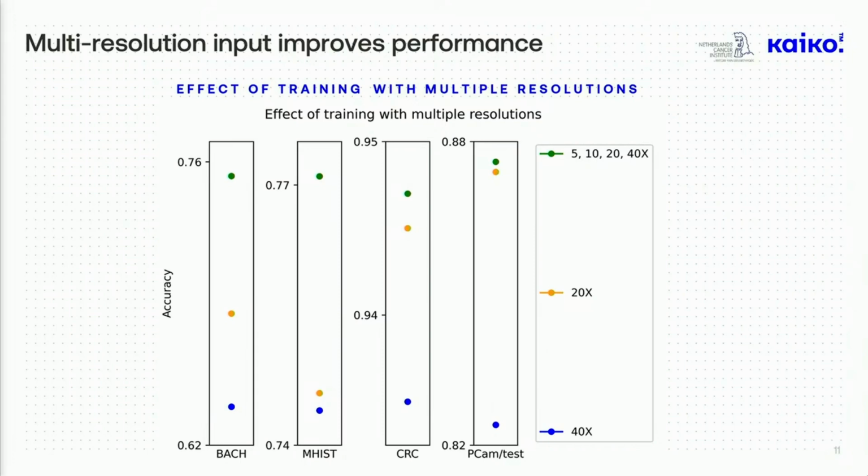And that may explain why, for the 4 tasks that we compared here, so Bach and Pascal-Median are in breast cancer, and MHIST and CRC are colorectal cancer, this very high resolution, in blue here, gives the lowest performance. If you zoom out by a factor 2, so 2,000 pixels per millimeter, in yellow, then you see that has intermediate performance. But what we found gives the best performance is to actually train on lower resolutions and higher resolutions and mix them all together. So 5x, 10x, 20x, and 40x. So that was the first interesting finding that we got.